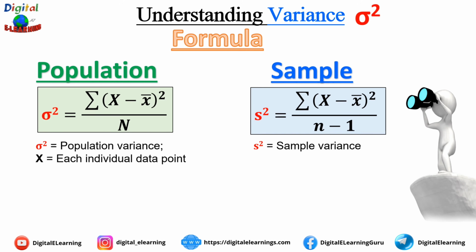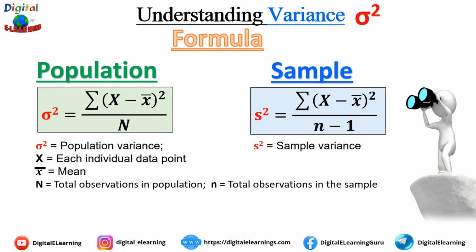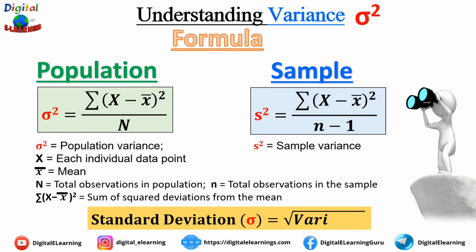x is each individual data point. x bar is the mean value. Capital N is the total number of observations in the population, while small n is the total number of observations in the sample. Summation of (x minus x bar) whole square is the sum of squared deviations from the mean. So you can use the formulas according to population or sample. Now, standard deviation is nothing but the square root of variance. This is how standard deviation and variance are related to each other.